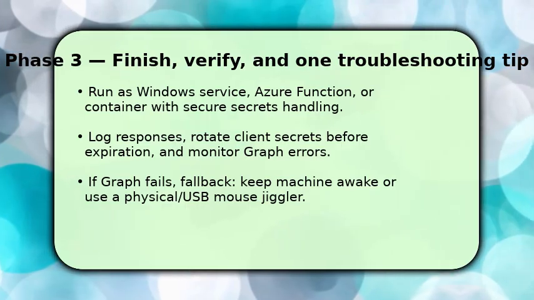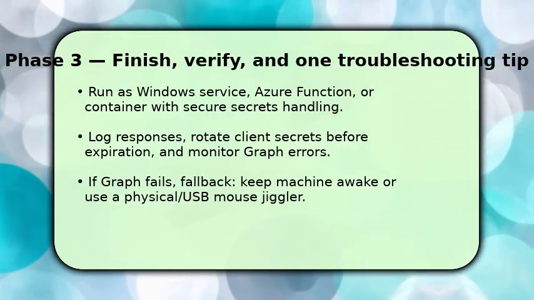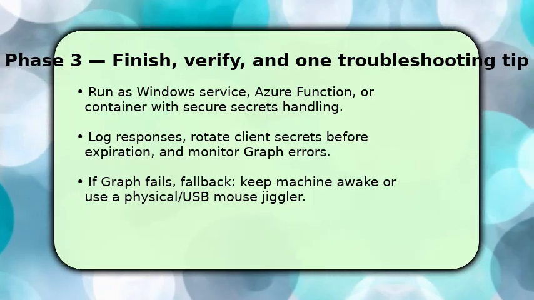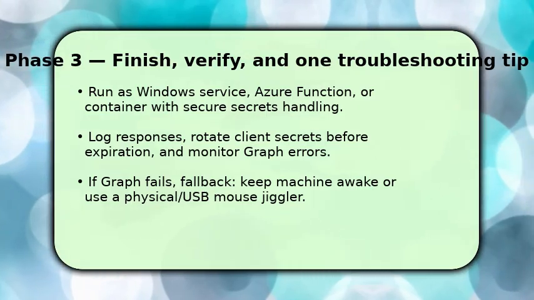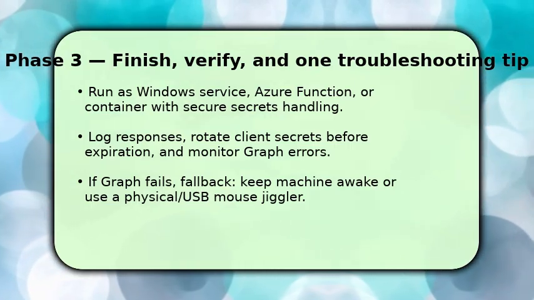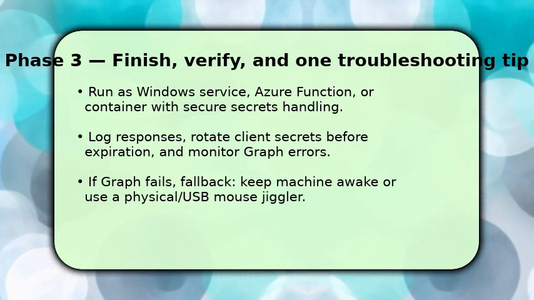Make sure token refresh is handled automatically and that the app identity matches the team's account you intend to keep available. If you see permission or Graph API failures, reconsent the app and verify roles. As a last resort, temporarily use a hardware or software activity.